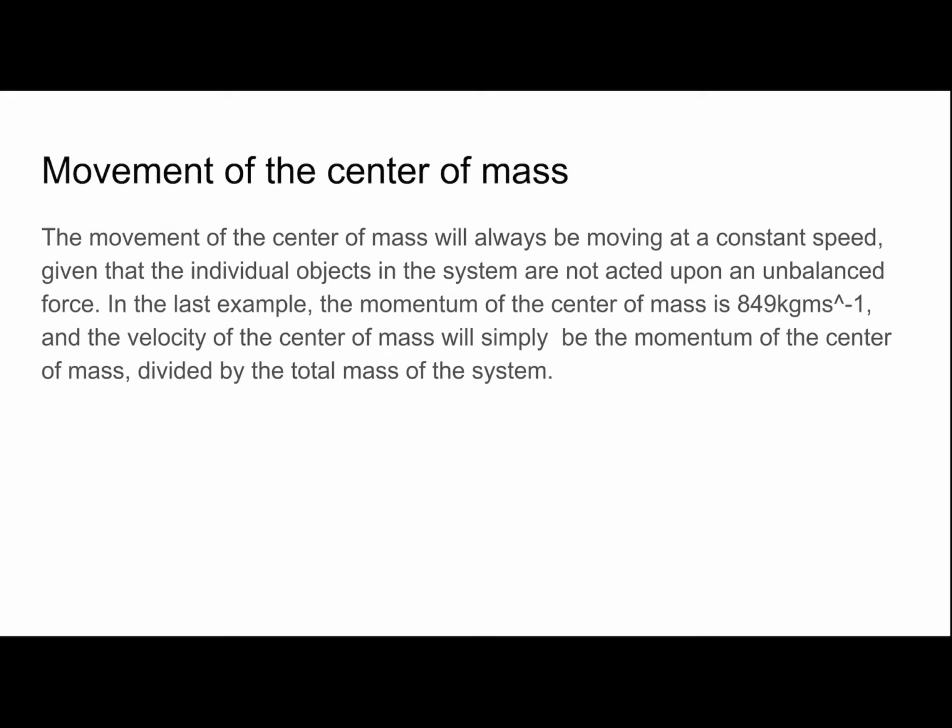Alright, so movement of the center of mass. The center of mass will always be moving at a constant speed, given that the individual objects in the system are not acted upon by an external unbalanced force. In the last example, the momentum of the center of mass is 849 kilograms meters per second, and the velocity of the center of mass will simply be the momentum of the center of mass divided by the total mass of the system. So the center of mass will always be moving in the same direction with the same magnitude, given that there are no external forces acting on the system.